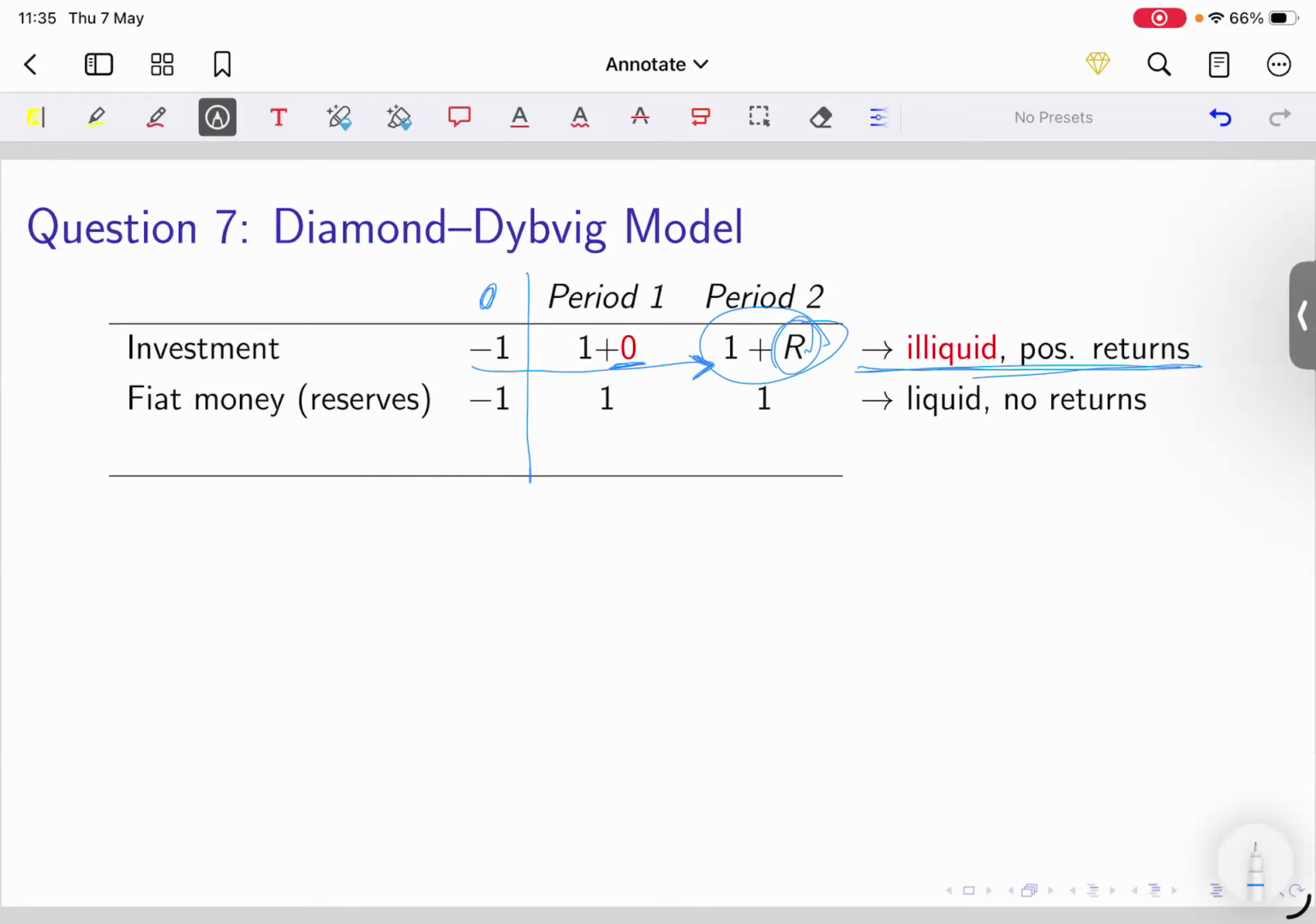What's the alternative? The alternative is that you basically just keep cash, stash your cash either under the mattress or put it in a bank account. You put in 1 today, you'll have 1 tomorrow, or 1 in period 2 if you decide to wait. Importantly, note this period 1 and period 2 columns are alternatives.